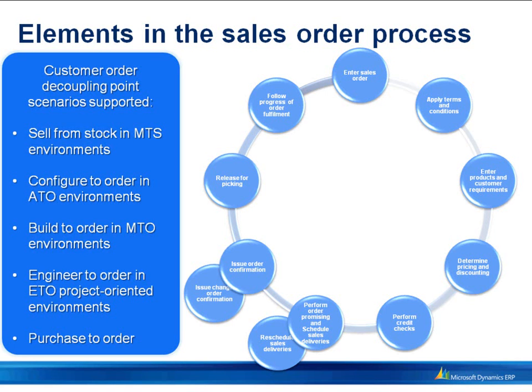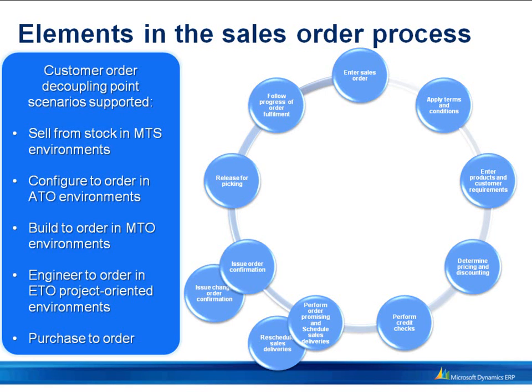Following those elements, we have the issue order confirmation, which is the sales order acknowledgement. We have the release for picking, which releases the sales order to warehouse and outbound operations, and we have the follow-up on the fulfillment progress. Now, if we compare this to a typical make-to-order environment, the element determine pricing and discounting will in many cases be a completely separate task after the order entry elements.